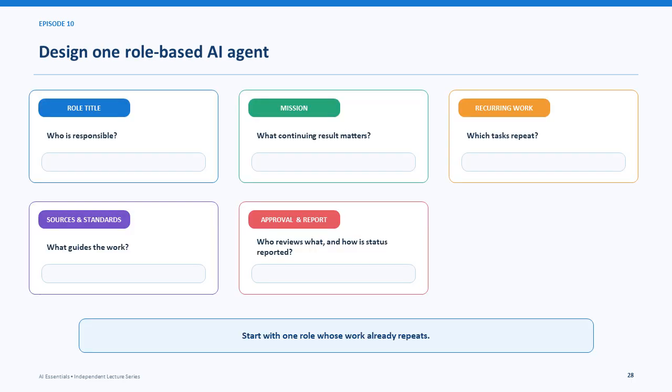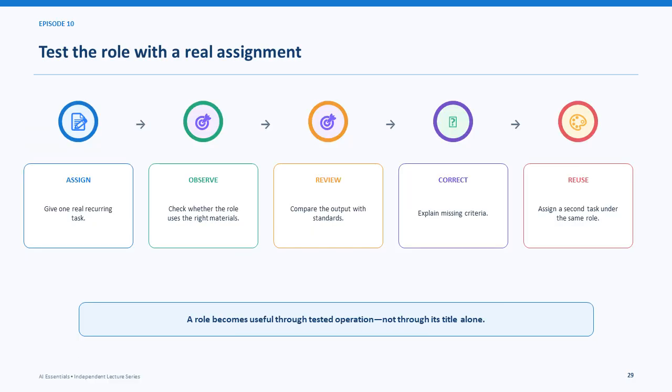Design one role-based agent. Name the responsibility, required sources, recurring work, outputs, controls, and approval authority. Begin with one role whose work already repeats. Test the role with a real assignment. Provide one genuine task, verify context, compare the output with standards, judge missing information, and record what should change next time.